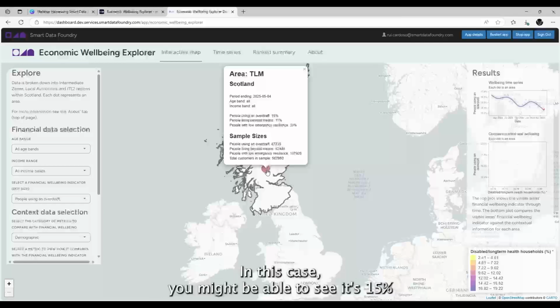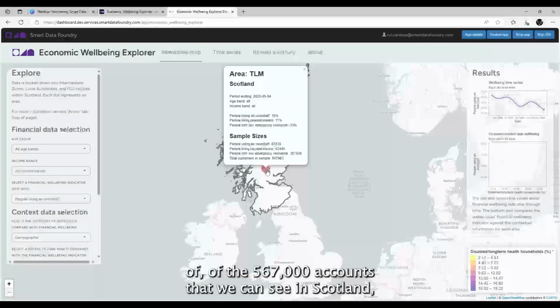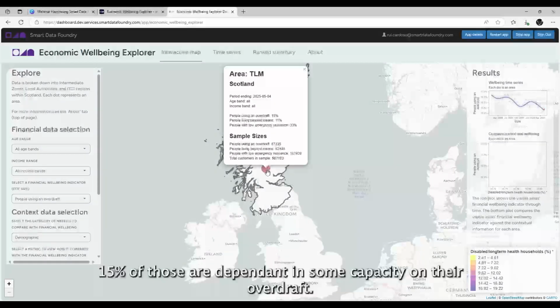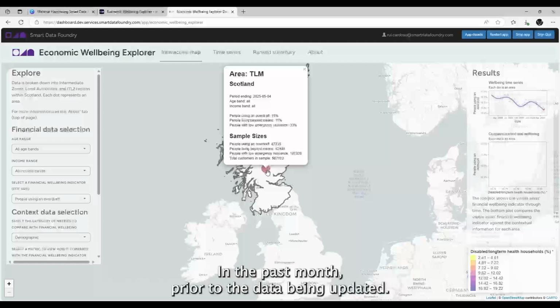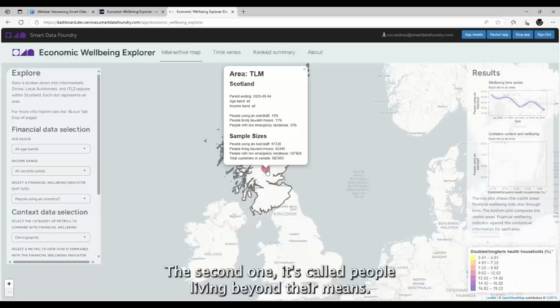In this case, you can see it's 15% out of the 567,000 accounts that we can see in Scotland. 15% of those have depended in some capacity on their overdraft in the month prior to the data being updated. The second one is called people living beyond their means.